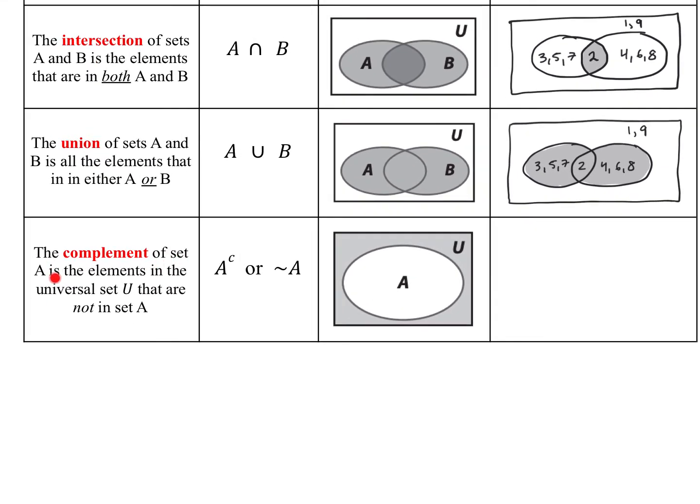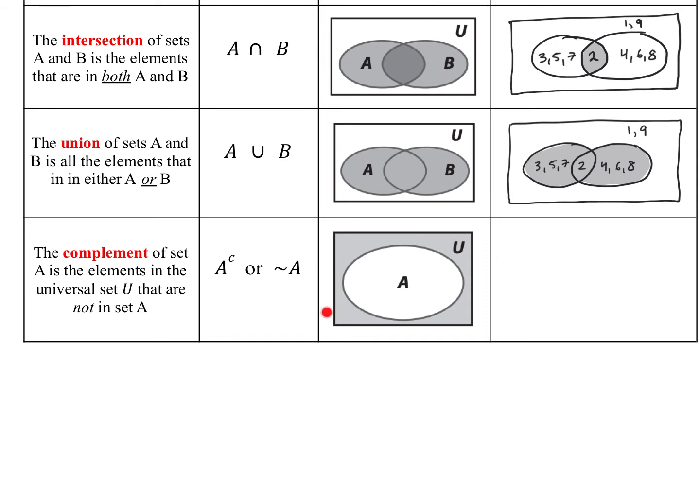So the complement of set A is the elements that are in the universal set but are not in set A. So the complement is the things that are not in that set. So we can denote this in 2 different ways. You might see something like this where it's like A with a C up where the exponent would be, or sometimes you see kind of the squiggle line with the A. I think this first one's a little bit more common, but this means the complement of A.